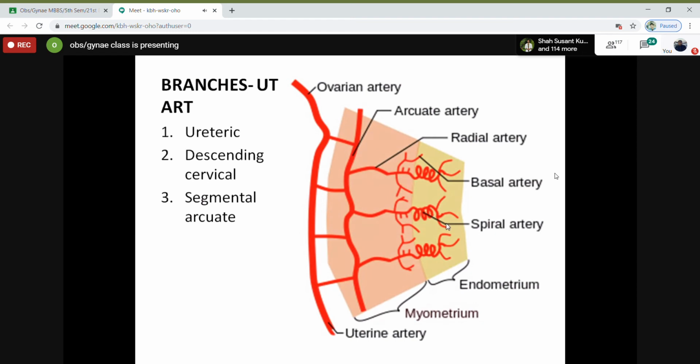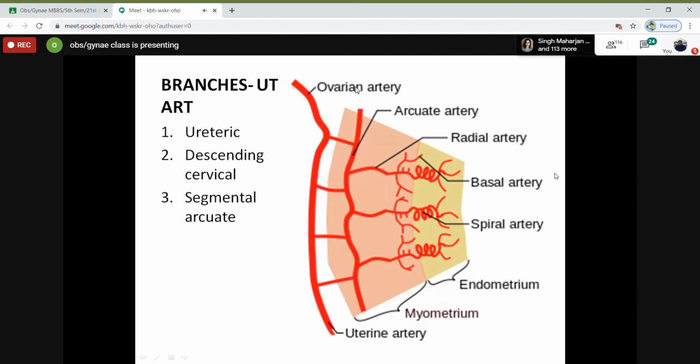So what are the branches of the uterine artery? It gives the ureteric branch, which supplies a part of the ureter also, the descending cervical, and segmental arcuate. The arcuate is the one entering into the uterus. The descending cervical gives a branch to the cervix also. It is going down and supplying the cervix also.